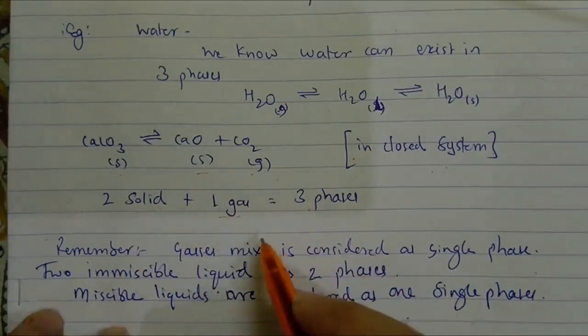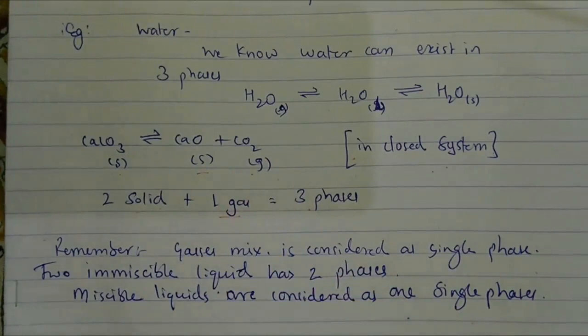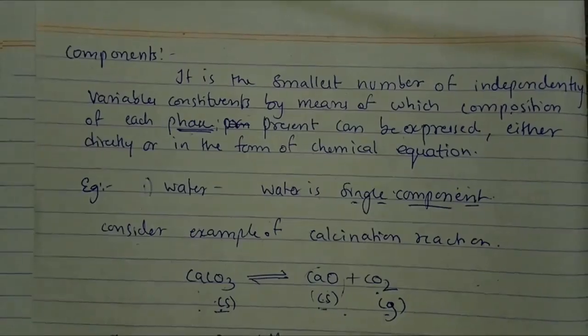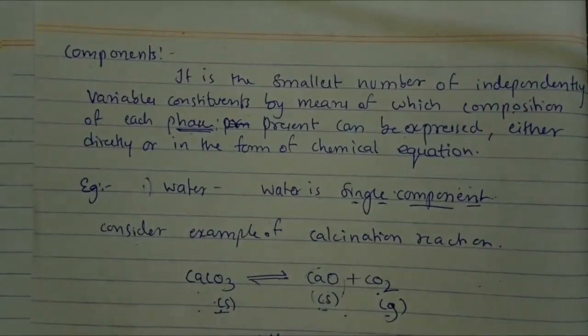Now for a mixture of gases, you cannot separate the gases, you cannot differentiate between the different molecules of gases, so it will be considered as one phase because it's a mixture and homogeneous. By definition, a phase is homogeneous and mechanically separable, and you cannot mechanically separate the gases, so that is why it is considered as one phase.